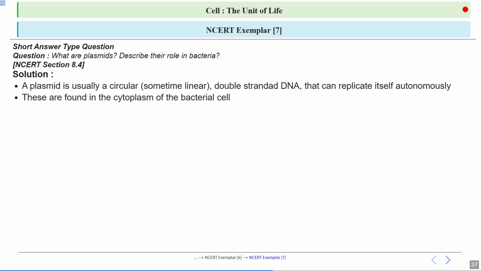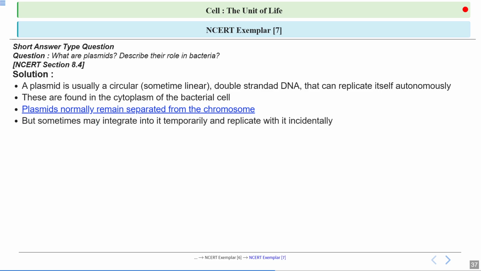These are found in the cytoplasm of the bacterial cell. Plasmid normally remains separated from the chromosome. Yes, this plasmid normally remains separated from the chromosomes. They are not part of the central chromosome, but sometimes may integrate into it temporarily and replicate with it incidentally.